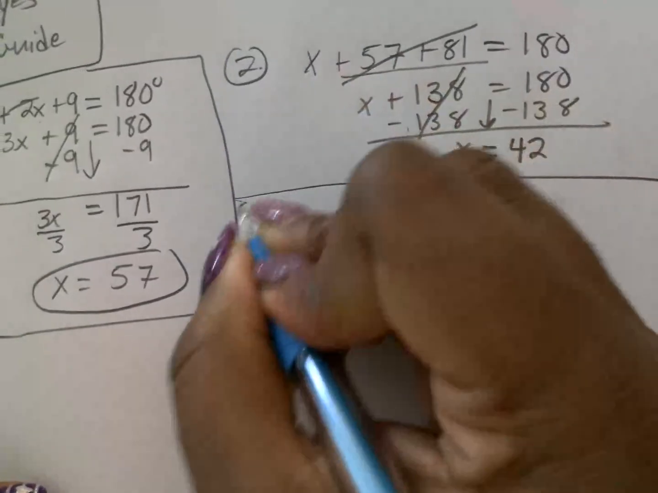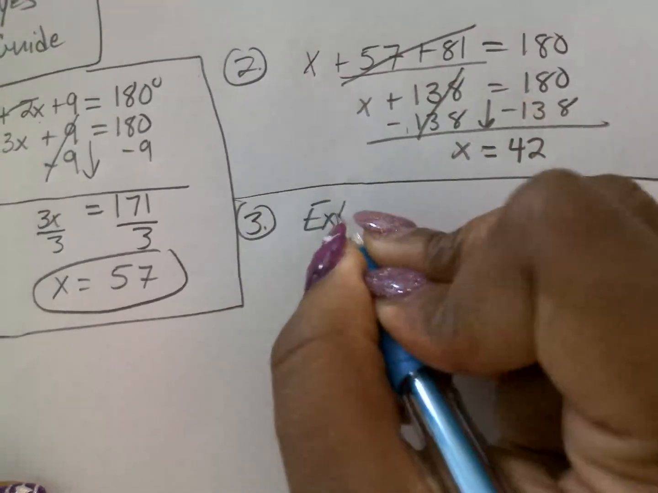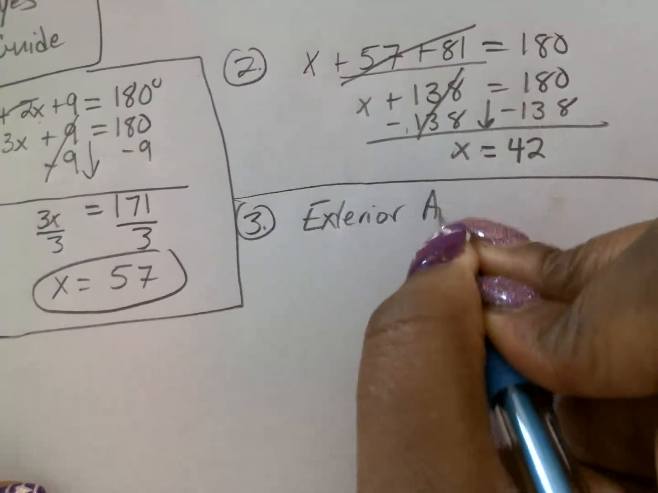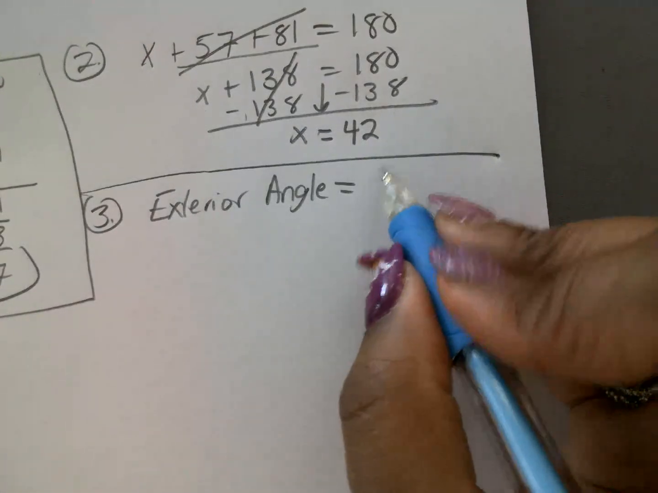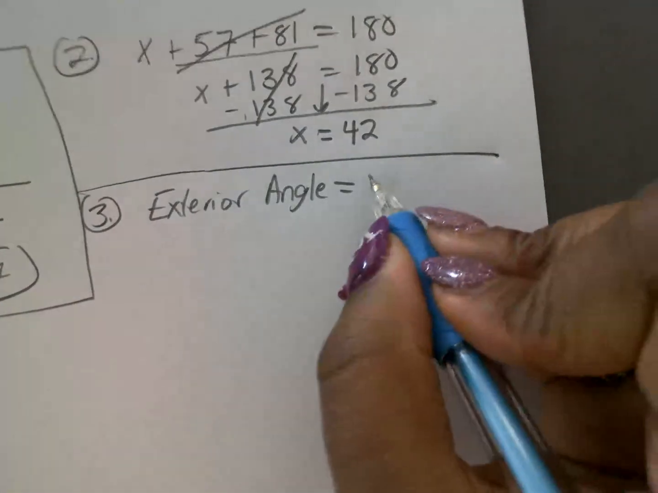Number 3, to find an exterior angle is going to equal your two opposite interior angles.